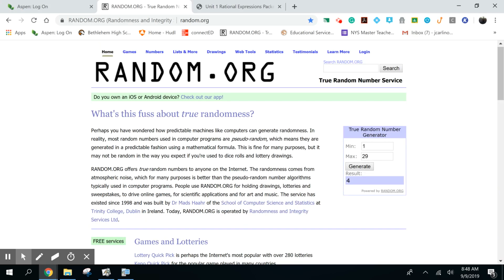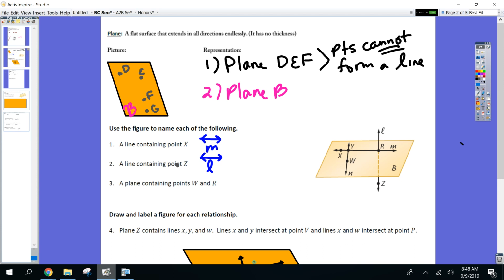We okay there? All right, and how about a plane containing points W and R? What do you got for me? Plane W, Y, I like it. Plane W, Y, R. How do I know that works? What do you know about W, Y, and R? They do not form a line. Could I have called it plane B? Fine. Or give me 3 other points that aren't on a line. You definitely cannot call it plane XYR. No good. They got to be 3 points that do not form a line.